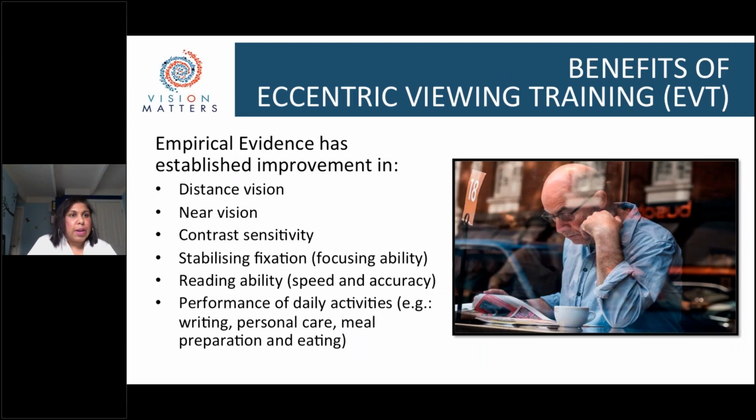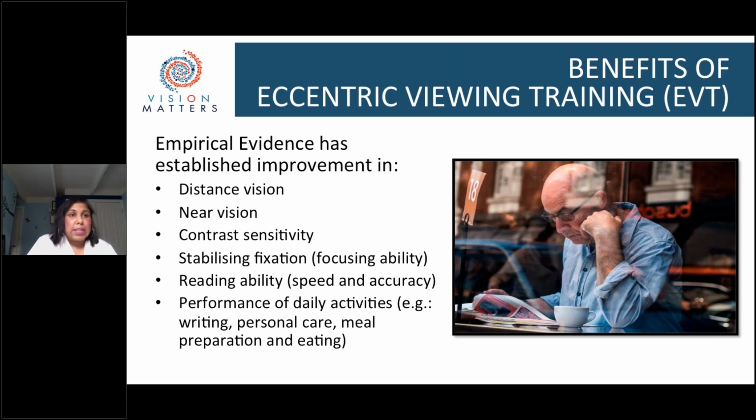Whilst anecdotal stories are helpful to gain an understanding of the scope of eccentric viewing benefits, it's important to make note of what the research has found. There's been an extensive amount of studies on eccentric viewing training, and there have also been systematic reviews that have evaluated the effectiveness of the training.